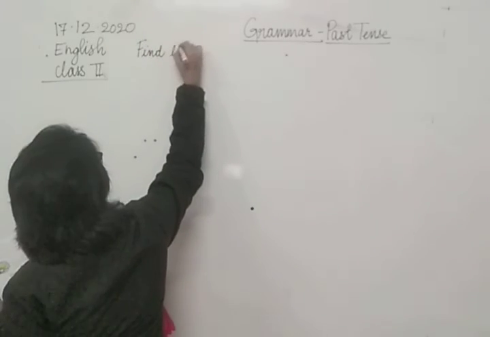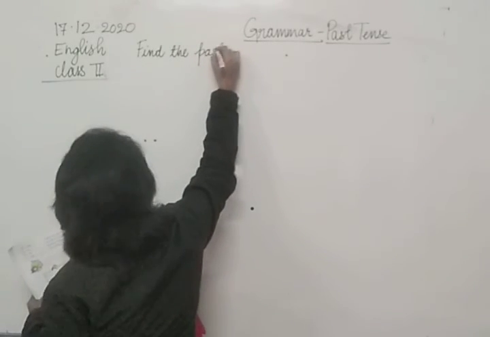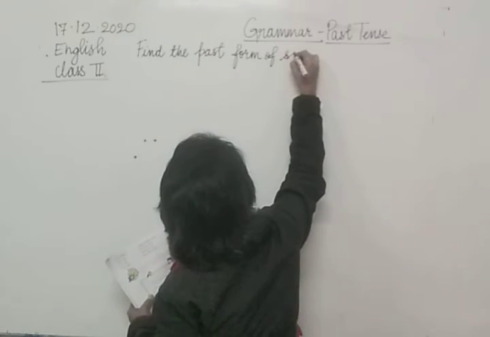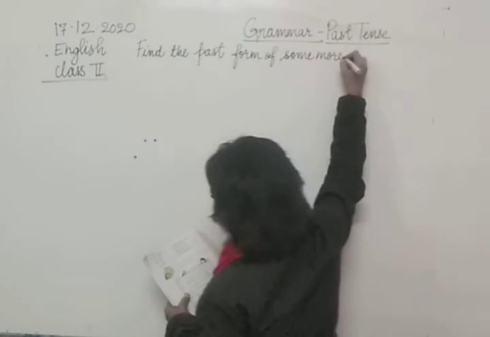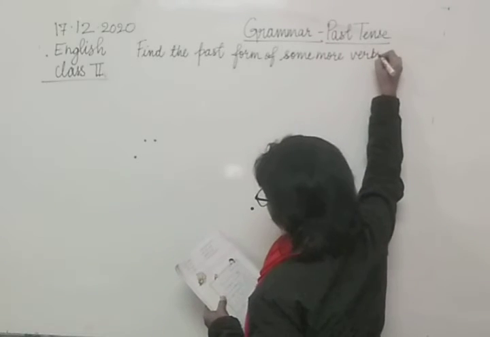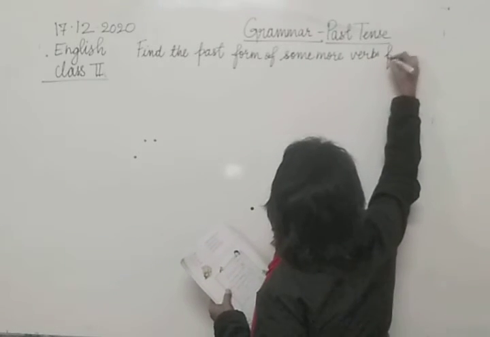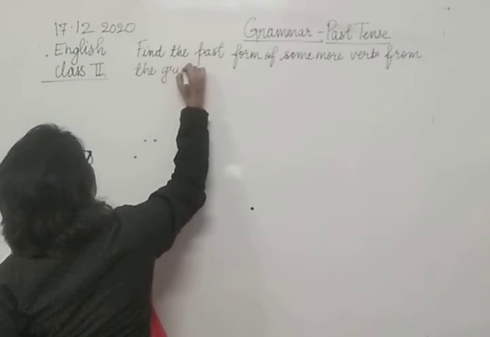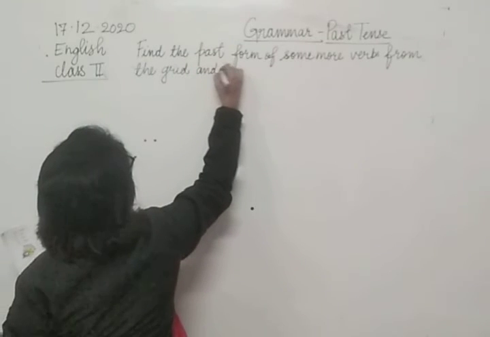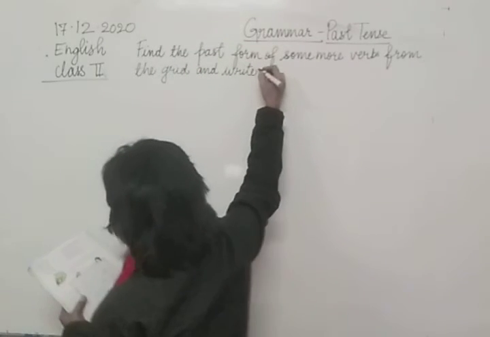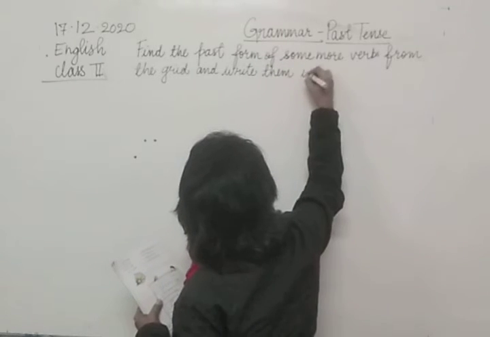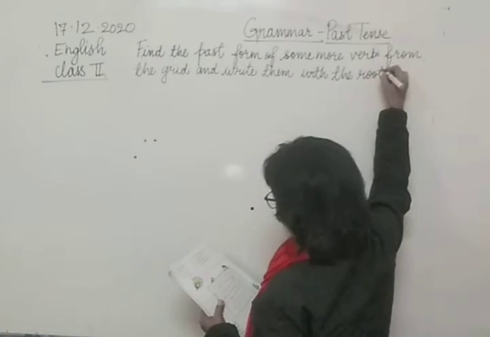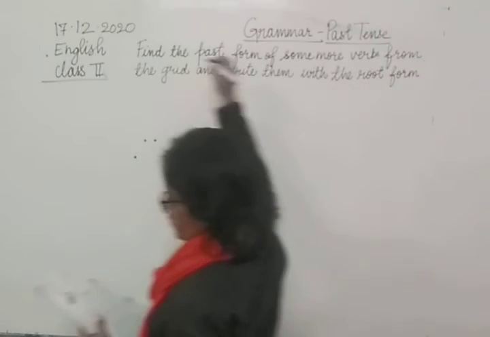Find the past form of some more verbs from the grid and write them with the root form of the verbs.